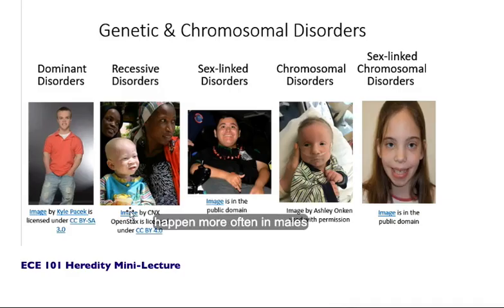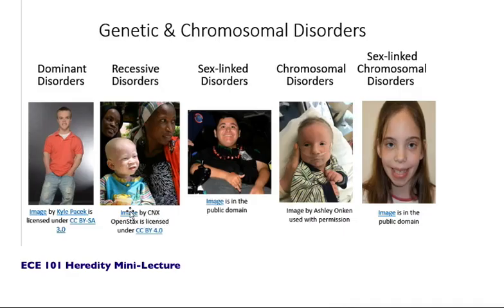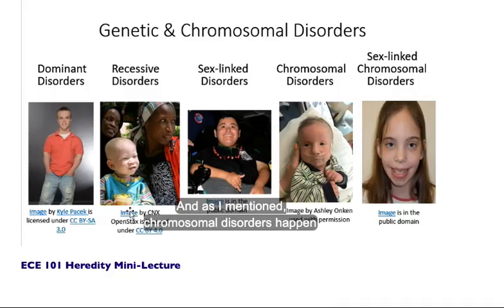And then we have sex-linked disorders, and those happen more often in males because there is only one X chromosome. And we know the Y chromosome, if you remember back to that picture, is much smaller than the X chromosome. So if a gene happens to show up on that X chromosome, it's more likely to be expressed because there's nothing to offset it in the Y chromosome. So sex-linked disorders include Fragile X syndrome, hemophilia, and Duchenne muscular dystrophy, which you can see in the image there.